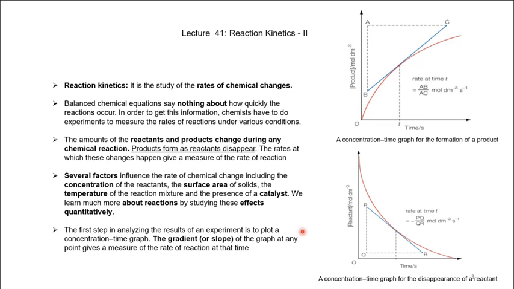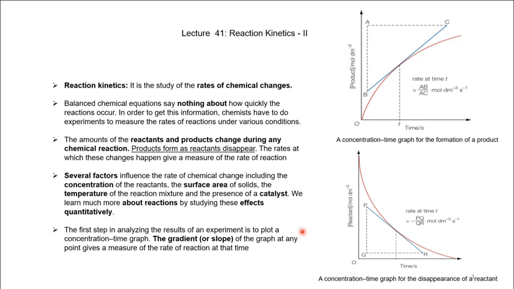Well, several factors influence the rate of chemical changes. For example, concentration of reactants, surface area of solids, the temperature of the reaction mixture, and the presence of a catalyst. We learn much more about reactions by studying these effects quantitatively.